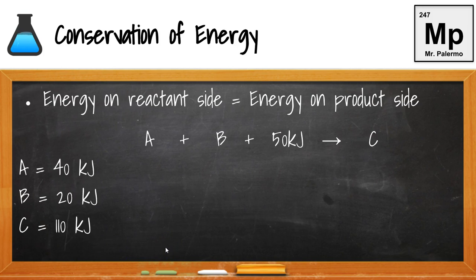Also recall that we have conservation of energy in a chemical reaction. That means the total energy on the reactant side equals the total energy on the product side. What you put in is what you get out. So if the energy of A is 40 kilojoules and B is 20 kilojoules, and we're adding 50 kilojoules of heat, this is an endothermic reaction. 50 plus 20 plus 40 gives me 110 kilojoules, and that means the product is also going to be 110 kilojoules.